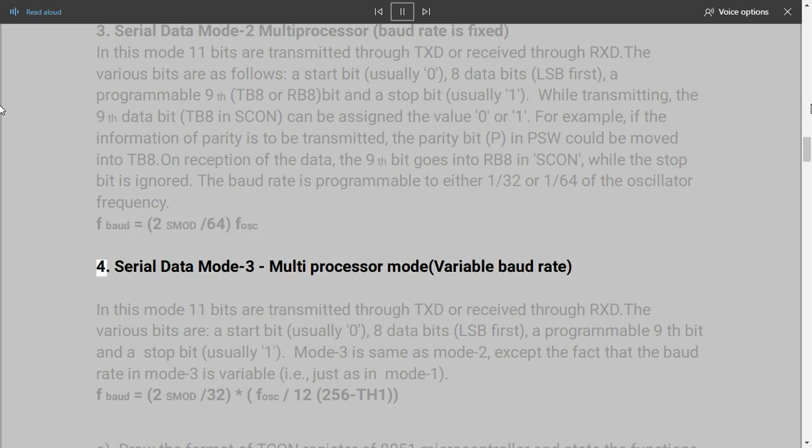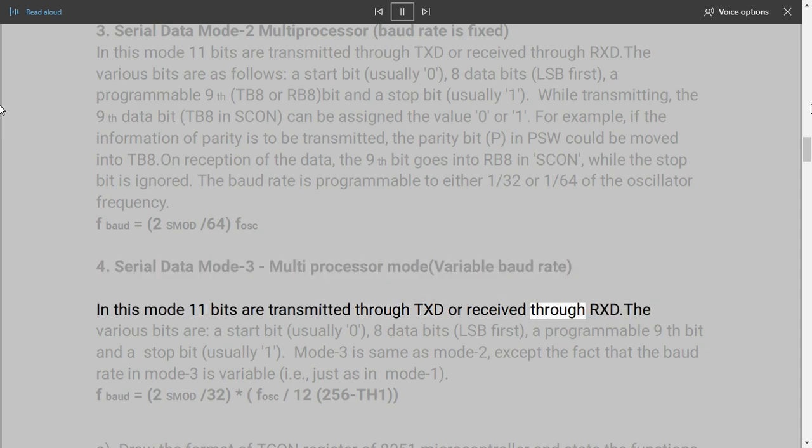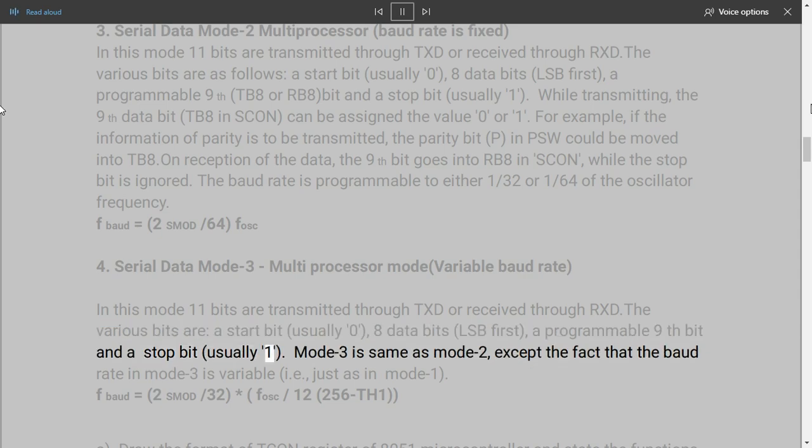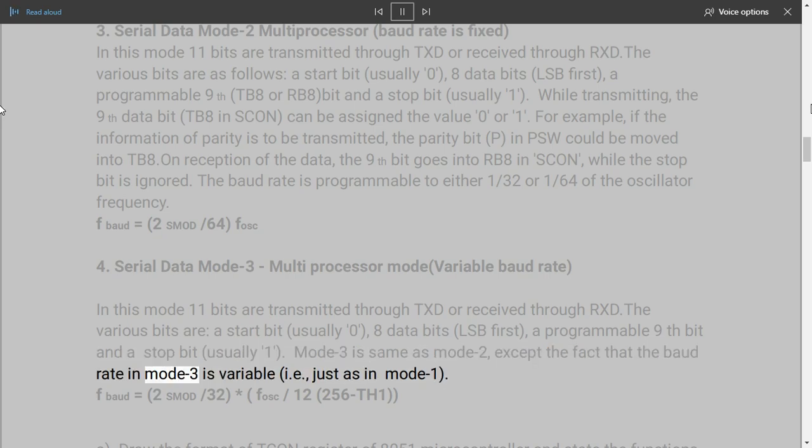4. Serial data mode 3, multiprocessor mode, variable baud rate. In this mode 11 bits are transmitted through TXD or received through RxD. The various bits are: a start bit, usually 0, 8 data bits, LSB first, a programmable 9th bit, and a stop bit, usually 1. Mode 3 is the same as mode 2, except that the baud rate in mode 3 is variable, just as in mode 1. Baud rate equals 2^SMOD/32 times Fosc/12 times 256 minus TH1.